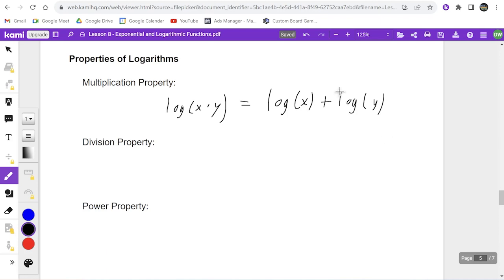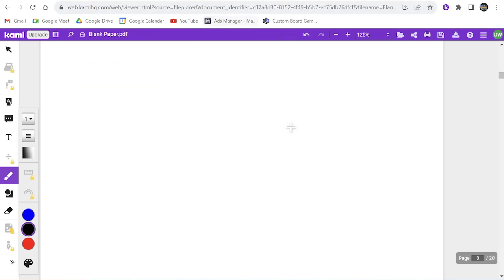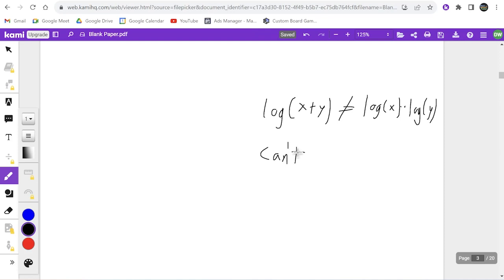Keep in mind, the reverse is not true. What do I mean by that? If I have log of x plus y, let's say, that does not equal log x times log y. In other words, if you have log of x plus y, that can't simplify. The only time you can simplify is if it's multiplication or division inside of your logarithm. Okay?